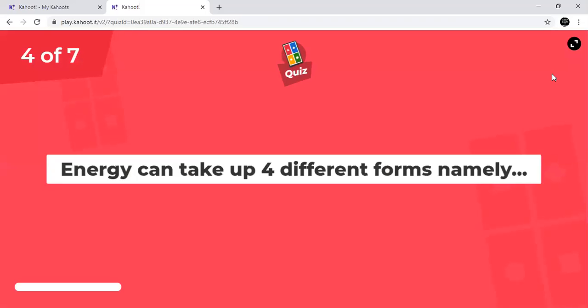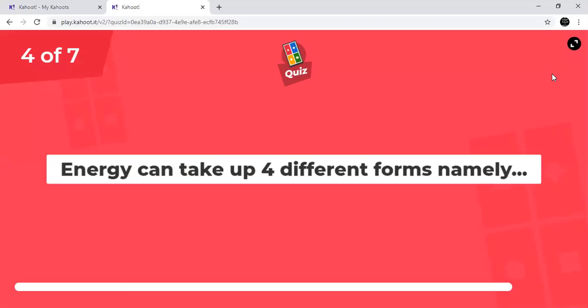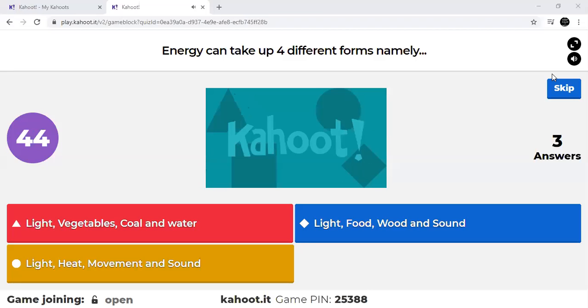Energy can take up 4 different forms, namely, is it light, vegetables, coal, and water? Is it light, food, wood, and sound? Is it light, heat, movement, and sound? Choose wisely. Okay, thank you, Tyron.